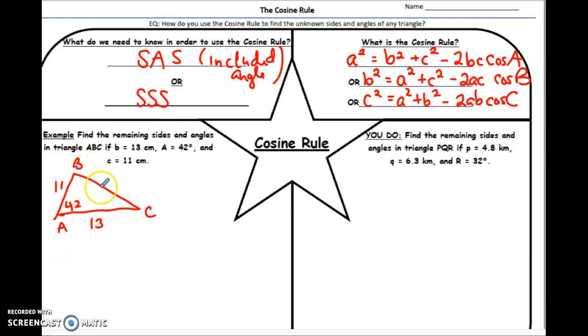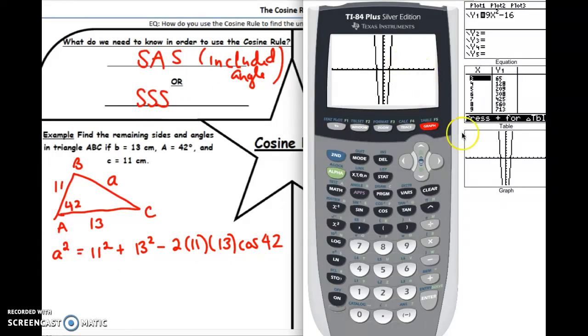So if I set this up, I'm going to find side a by saying a squared equals b squared plus c squared minus 2bc cosine of 42. This whole line is just a number I get to plug in my calculator. So we'll say 11 squared plus 13 squared minus 2 times 11 times 13 times cosine, and I'm just going to do a quick check. Yep, I'm still in degree mode.